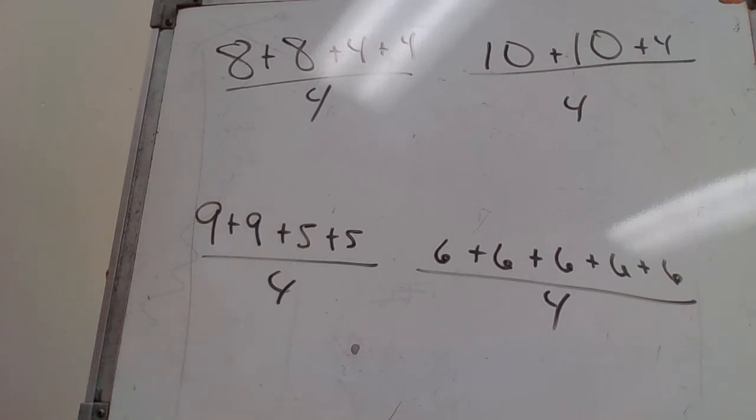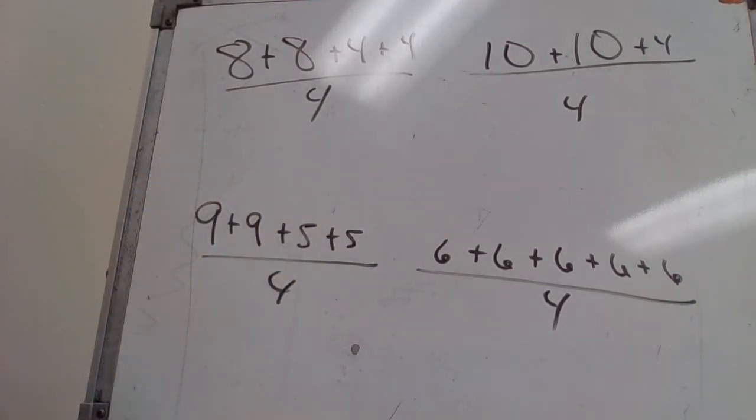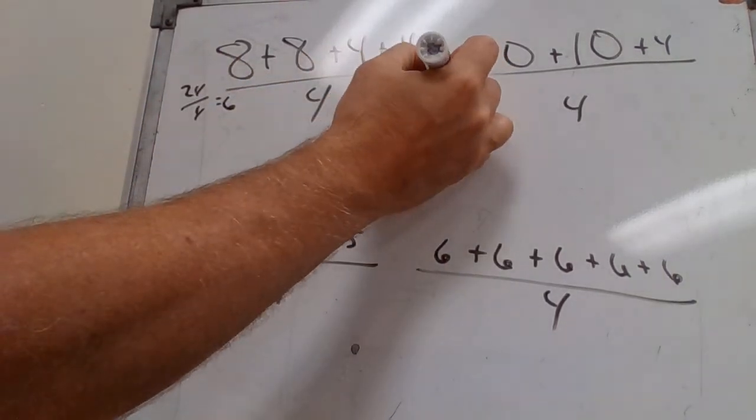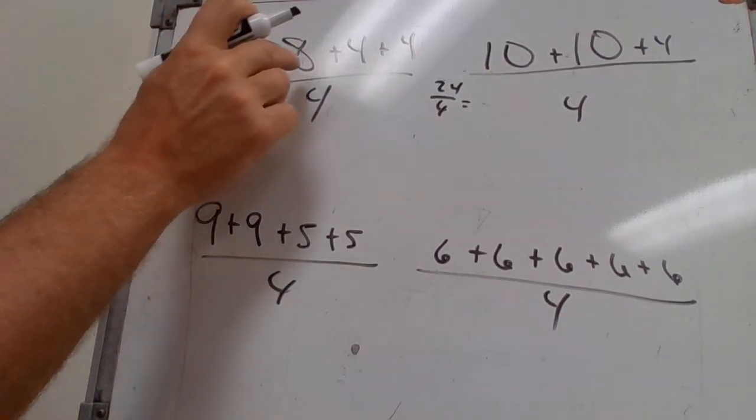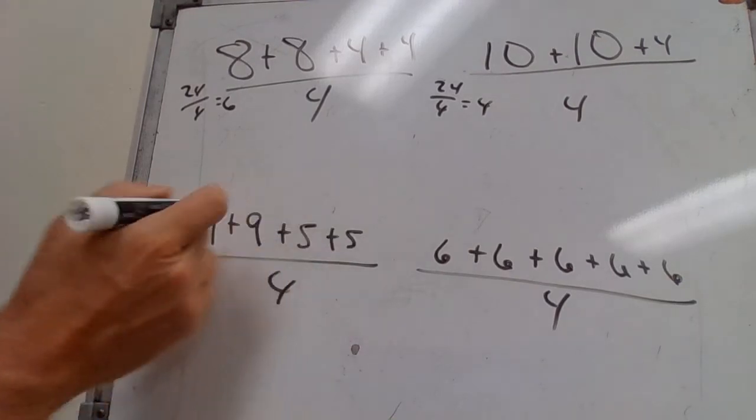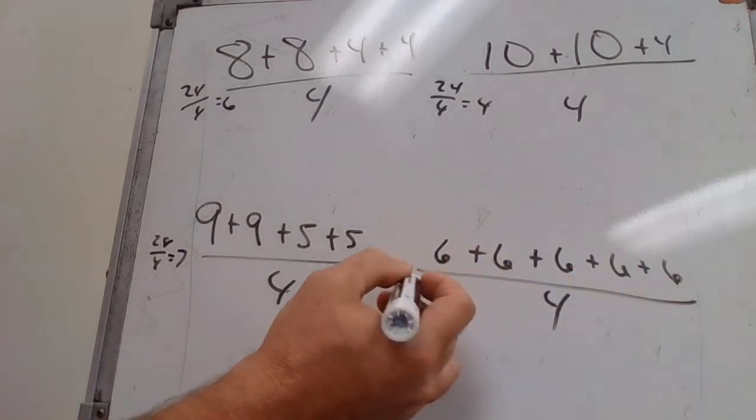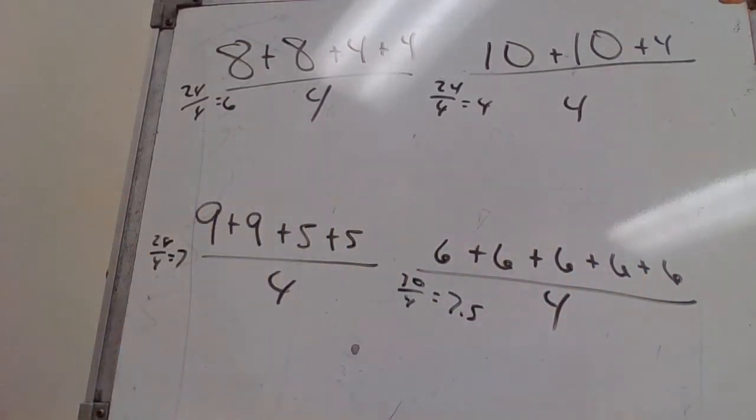Okay, so there's different scenarios here. They're all different numbers here. So this right here is 24 over 4, which is 6. 24 over 4, which is 6. So yeah, that's 6. 28 over 4, which is 7. 30 over 4, which is 7.5.